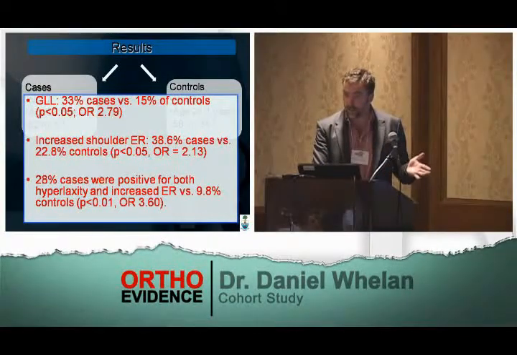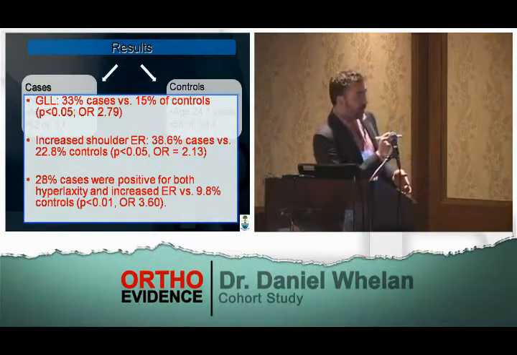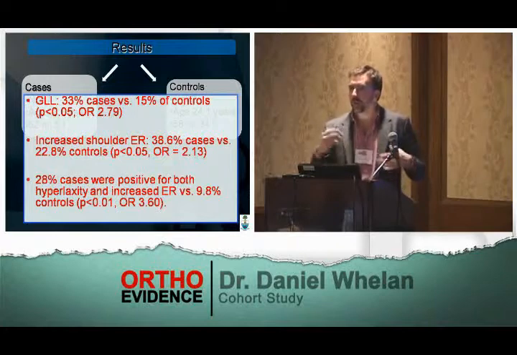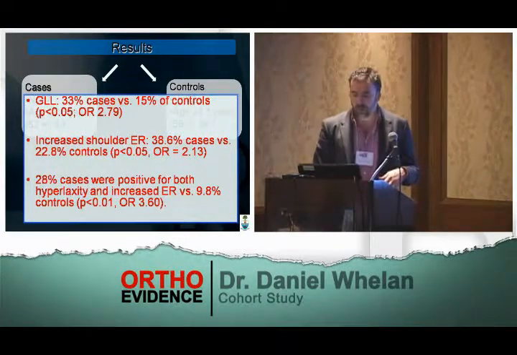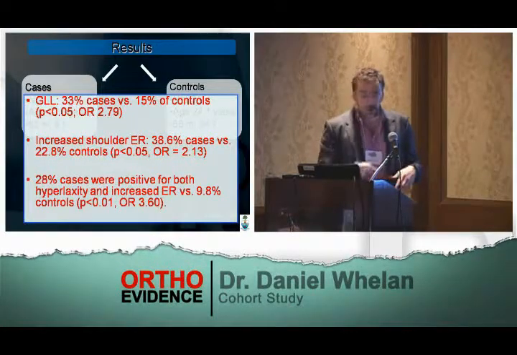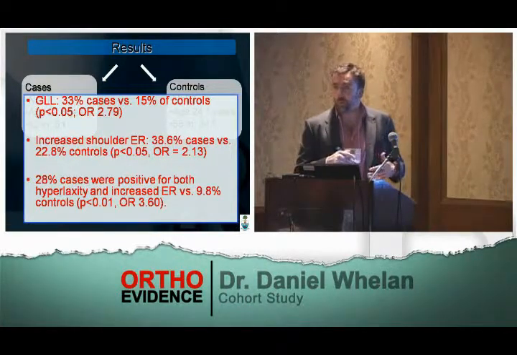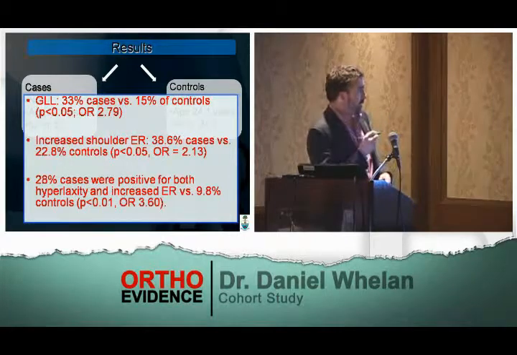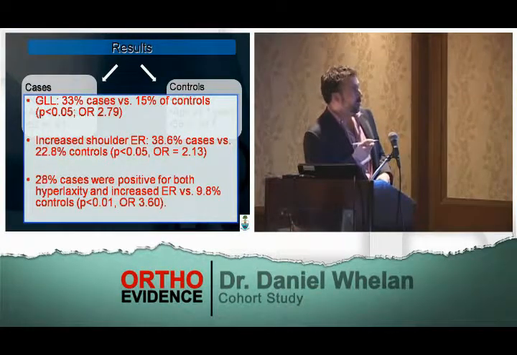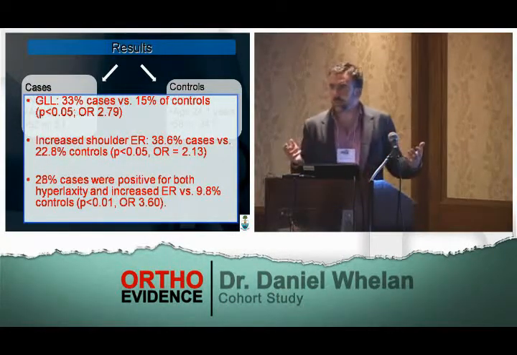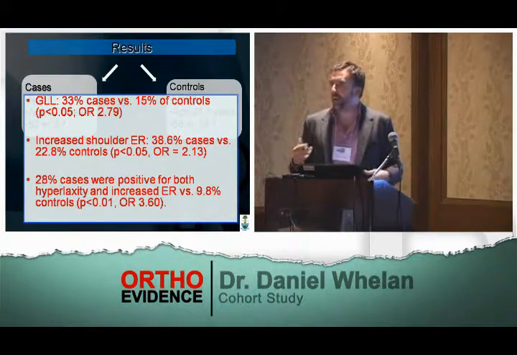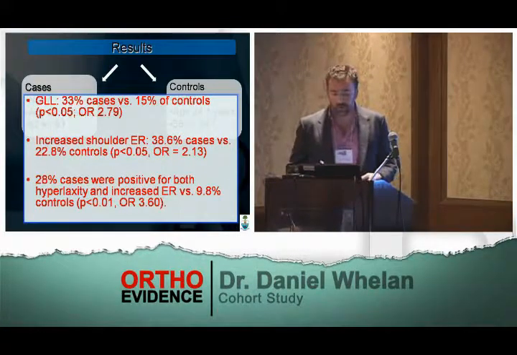So we had cases who'd had a dislocation, controls who hadn't had a dislocation. We have a lot more controls because that bumps up our statistical efficiency. And what we found was in the patients who had a dislocation, the risk of being loose jointed was higher, and statistically significantly higher than the 15% of controls, and that number matched previously published reports of how often people are loose jointed in the general population.